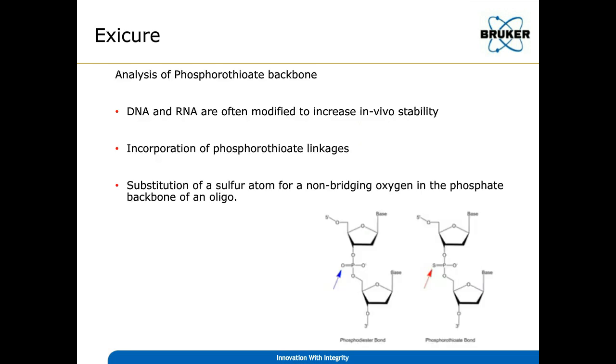The next modification is analysis of the phosphorothioate backbone. DNA and RNA are often modified to increase in vivo stability, uptake, and toxicology. One of the common modifications is the incorporation of the phosphorothioate linkages. As seen in this figure, the phosphorothioate bond substitutes a sulfur atom for a non-bridging oxygen in the phosphate backbone of an oligo.